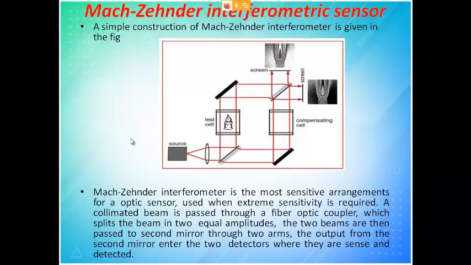Okay, let us see applications for both. The Mach-Zehnder interferometric sensor was the first developed. This is an extrinsic type. Here you can see you have a light source, and from that light source the light is reflected. This is the object which you are going to sense. You will get both refracted and reflected images on the screen, and from the screen I will be able to identify the various intensity levels. An interferometer is the most sensitive arrangement for optic sensors, used when extensive sensitivity is required. The complete beam is passed through a fiber optic coupler which splits the beam into two equal amplitudes. The two beams are then passed to the second mirror through two arms. The output from the second mirror enters the two detectors where it is sensed and detected.